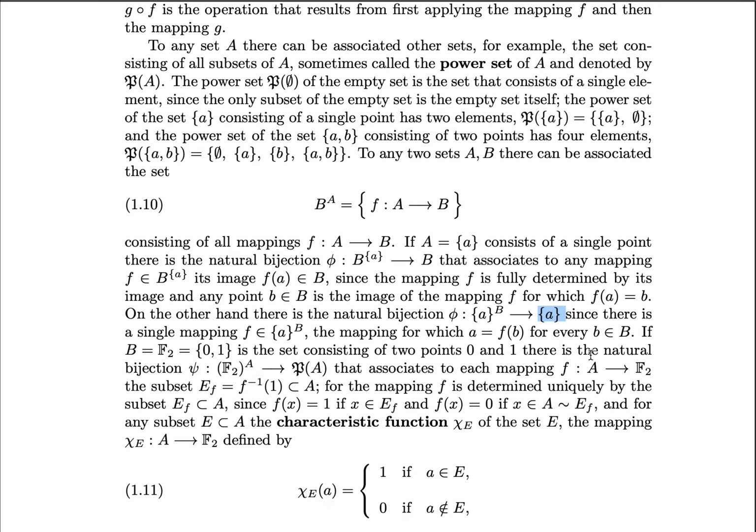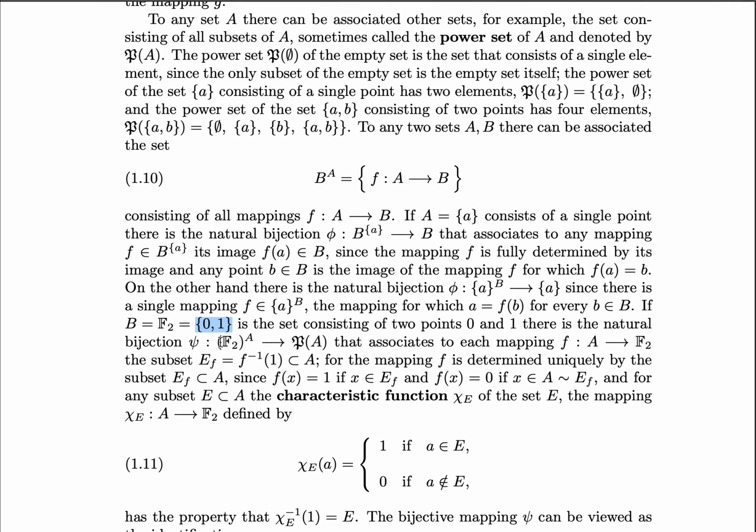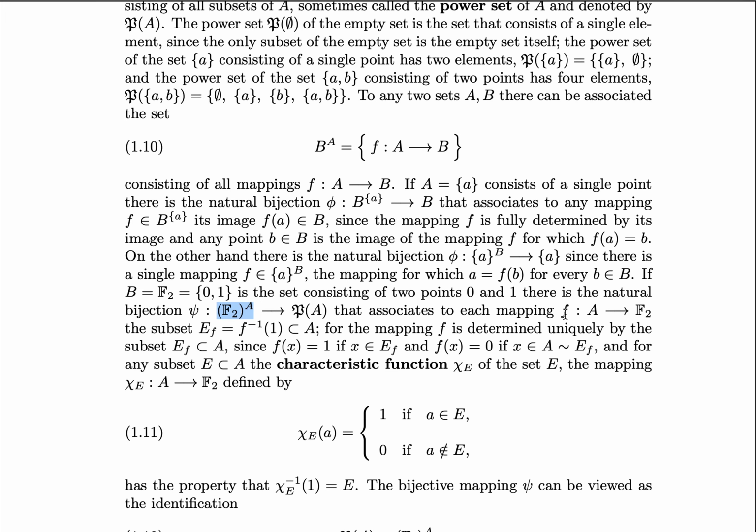If instead we have a slightly more complicated case, in which B is the field of two elements, namely the set of 0 and 1, there's a natural bijection phi between the set of mappings from A to the field of two elements and the power set of A. This is where our previous note will come in handy. That associates to each mapping F from A to the field of two elements a certain subset, E sub F, that is the pre-image of the set 1, which is a subset of A.